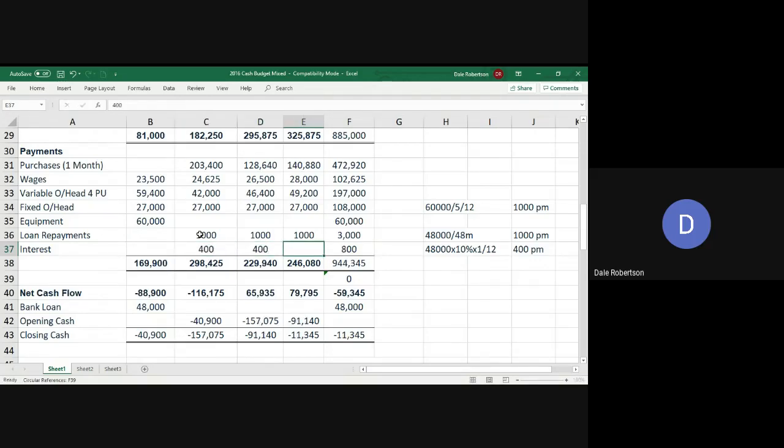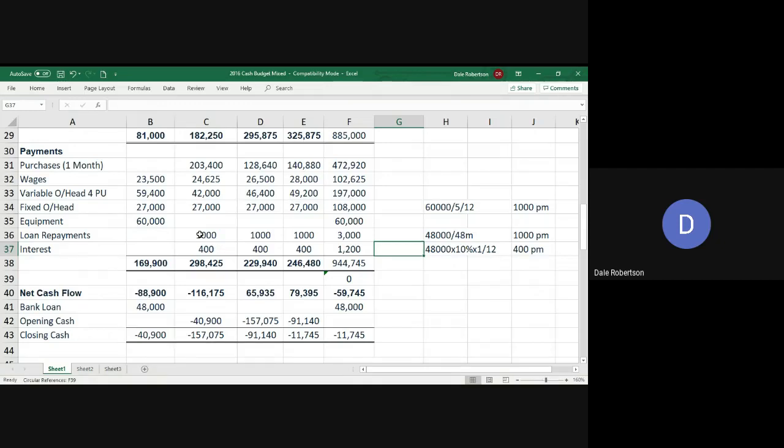You're not told in this question that the interest is going to be reducing accordingly when the loan is being reduced. If you were told that, then you would have to recalculate, and we have done that before. But here, according to the Department of Education marking scheme, it's €400 per month, so it's on the entire amount, fixed amount of interest.